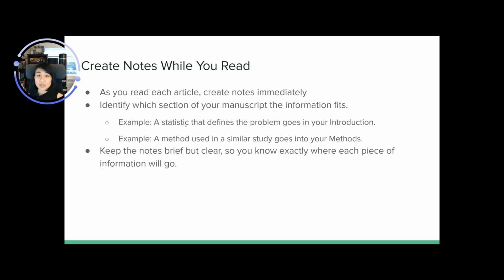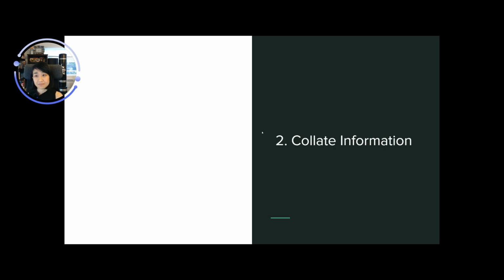So what I mean, as you read each article, create notes immediately. So identify which section of your manuscript this information fits, okay? So for example, you read something and then you find that this statistic may define a problem. So this one you immediately put under your introduction section. Then when you read an article, oh, this method is used in a similar study, goes into your method section, okay? And keep the notes brief but clear so that you know exactly where each piece of your information will go.